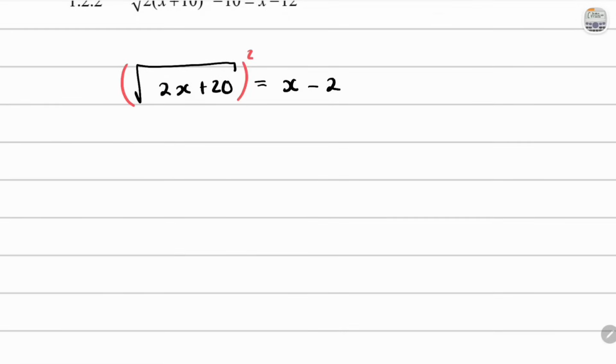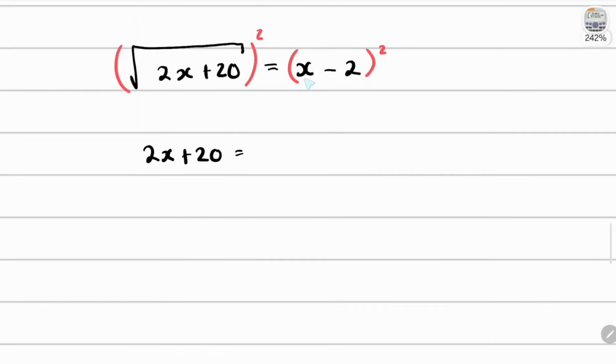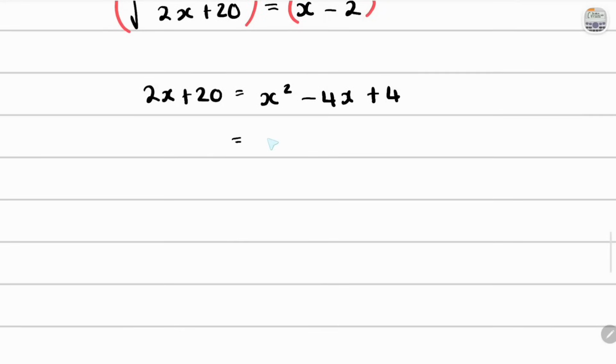If we square both sides, that radical breaks open, and we have 2x plus 20 is equal to, and we can just distribute here. The first term squared is x squared. The last term squared is positive 4. And then first term times second term is negative 2x, and you multiply that by 2, giving you negative 4x. So this is x squared minus 4x, and then minus 2x, of course, which will give us negative 6x. And then positive 4 minus 20 is negative 16, is equal to 0.